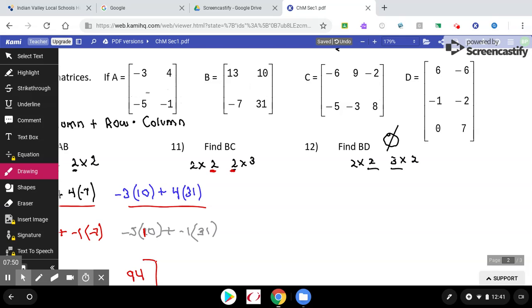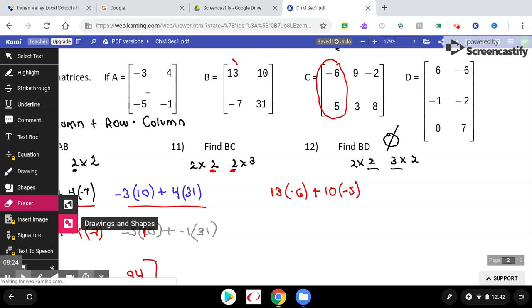Okay, B times C. So row 1, column 1. So row times column, and then you have to add the individual parts. So I get a 13, first number circled, times -6, plus second number circled, second number circled. So that will give me the upper left cell for that one. All right. Moving on.